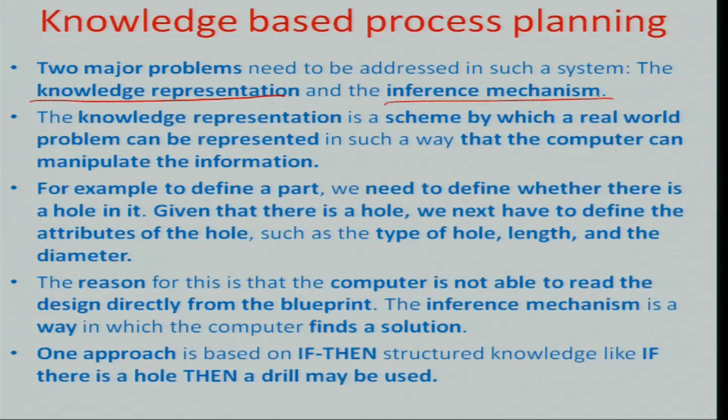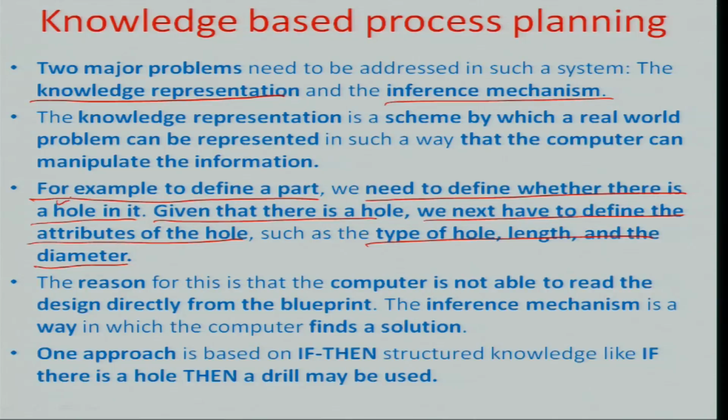So for example, to define a part, if you look at it logically, we need to first define whether there is a hole in it. Given that there is a hole, we next have to define the attributes of the hole, such as the type of the hole, the length of the hole, the aspect ratio, the diameter, and so on and so forth. So once you have identified that there is a hole in a particular part, all the aspects of the hole come out as a logical sequence of a hole being present on the part.